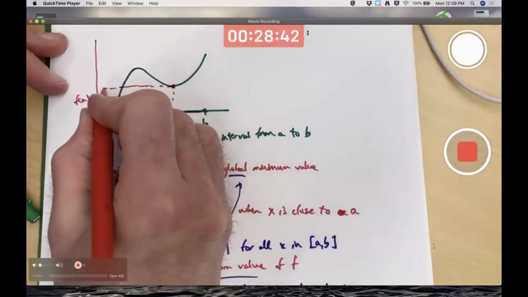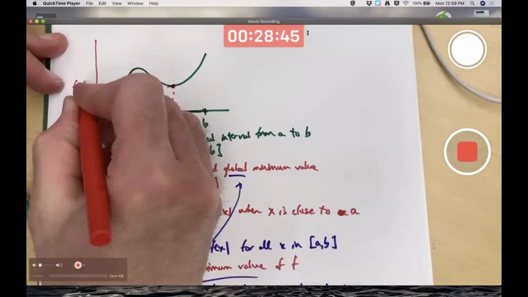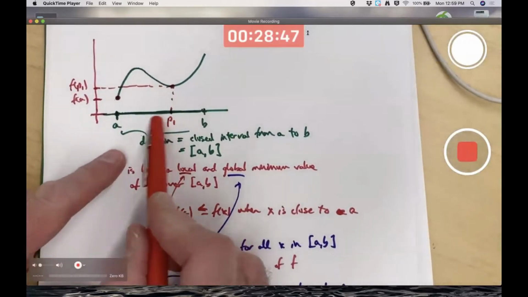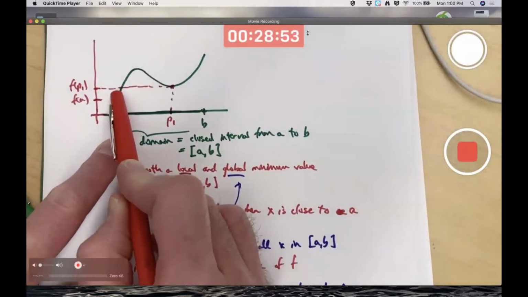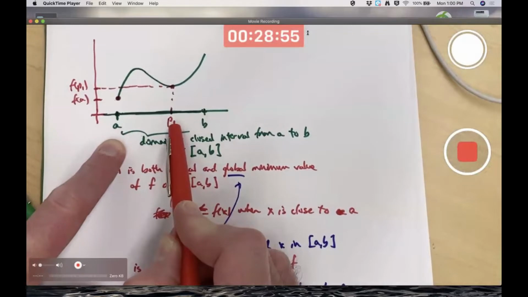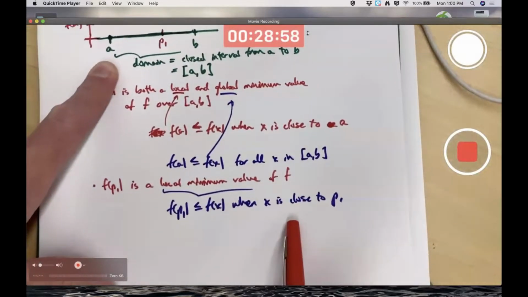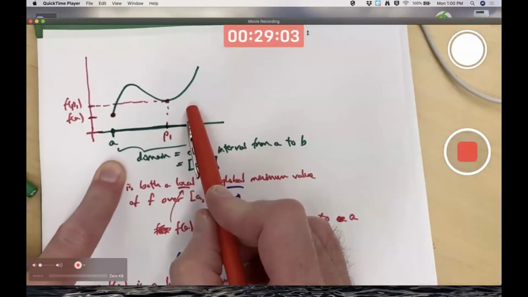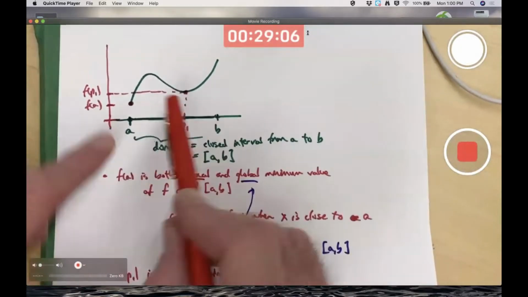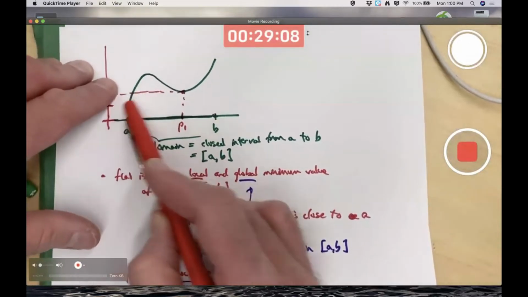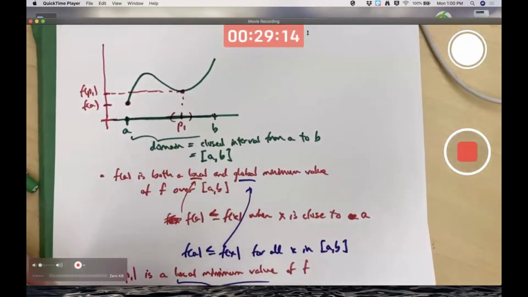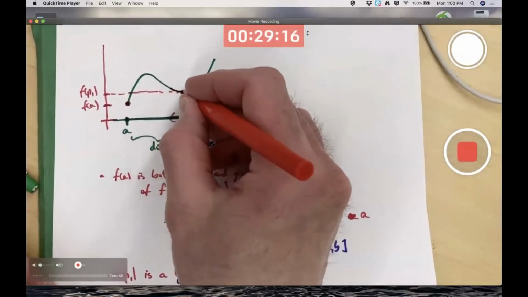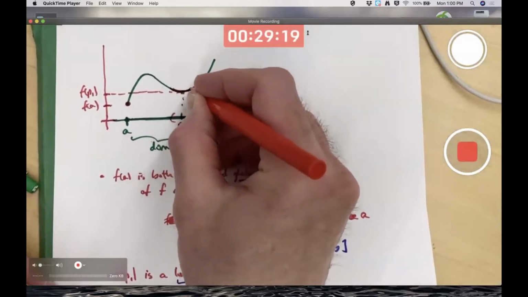F of P1 is about here. If I went far enough from P1, in other words, close enough to A to make the outputs lower than f of P1, then those are the points that are not close enough to P1. The answer for how close to P1 depends on the function. It depends on the graph. If you are worried about trying to see what happens over here, you can just focus on some little tiny interval around P1 and say, yeah, for these inputs, the outputs of the function never get lower than f of P1.